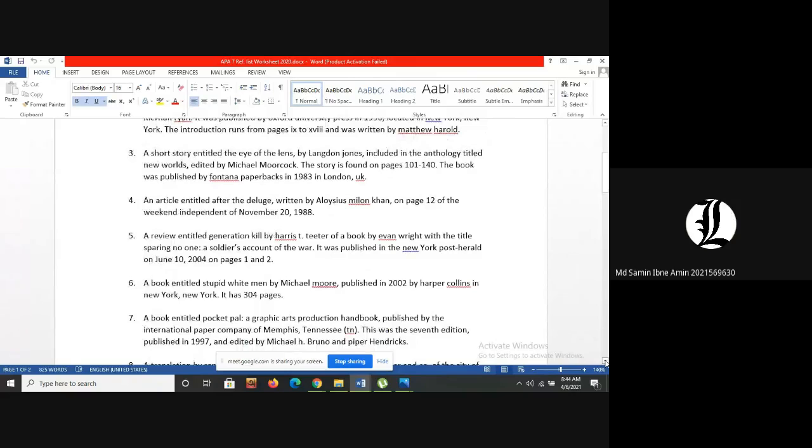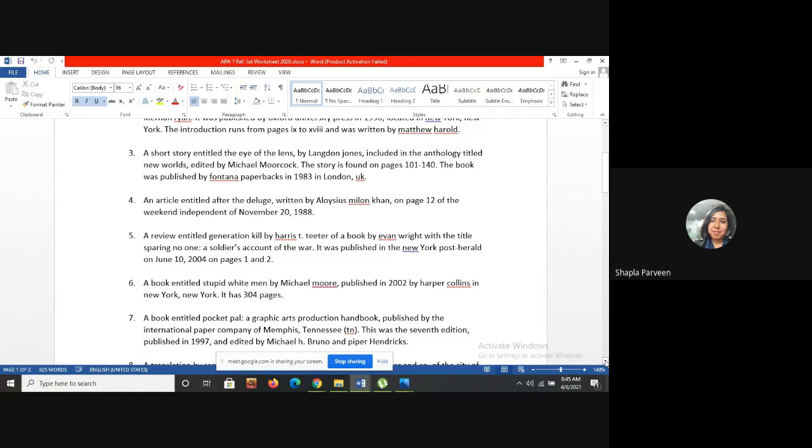It's an article. What type of article is it? Is it a journal, newspaper, or magazine? Weekend Independent. Okay, sounds like a news article, a news article in a newspaper.